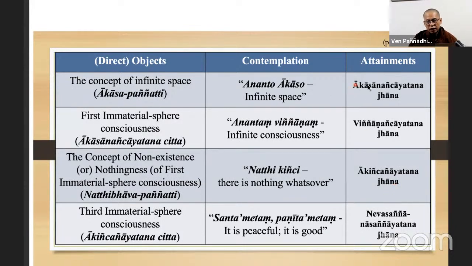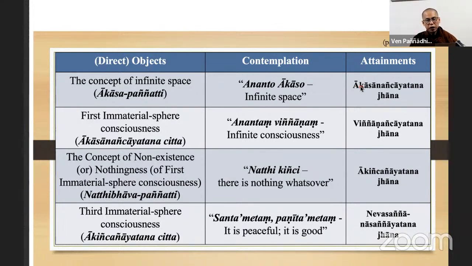Okay, Akasananjayatana, how does it come? Actually, the Pali word changed. Akasa Ananta Ayatana. So Ayatana is base. As we already explained, the 12 types of Ayatana are all bases. If you keep the translation of Ayatana as a base, what is the base? Here, the object is the base. What can be the object?